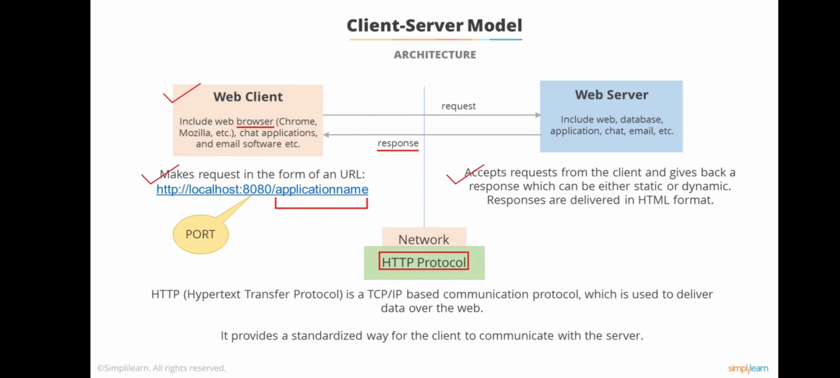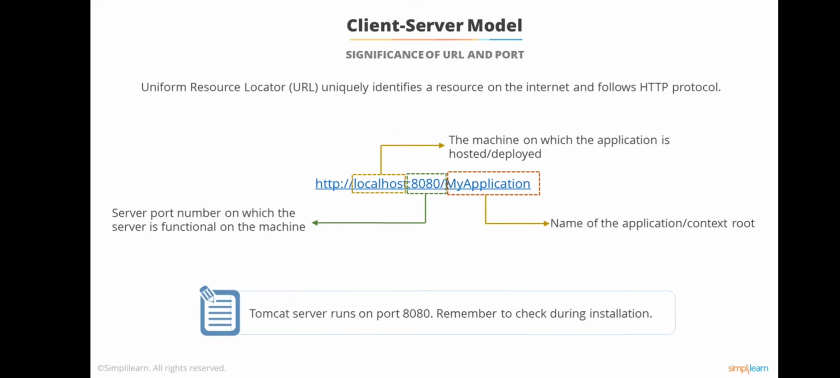So this request and response typically works on the network on the HTTP protocol. The HTTP protocol is a TCP/IP based protocol which is used to deliver data on the web, and it provides a standardized way for communication. So we can focus on the business problem and we don't have to worry about how data is going to be sent between the client and the server. The Uniform Resource Locator uniquely identifies a resource on the internet.